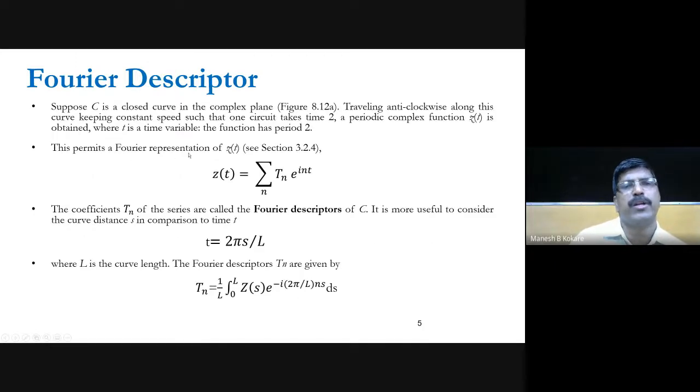So this permits a Fourier representation z of t, which is equal to the summation over n of c n e raised to i n t.